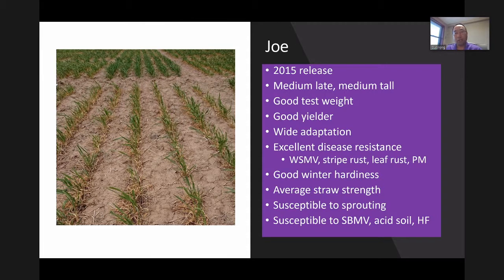And it also has very good disease resistance. It is resistant to the three major diseases in western Kansas: wheat streak mosaic virus, stripe rust, and leaf rust. It is also resistant to powdery mildew. The wheat streak mosaic virus resistance is similar to Oakley Seal, just the WSM2 gene.